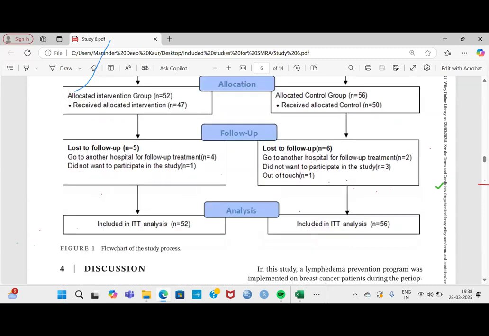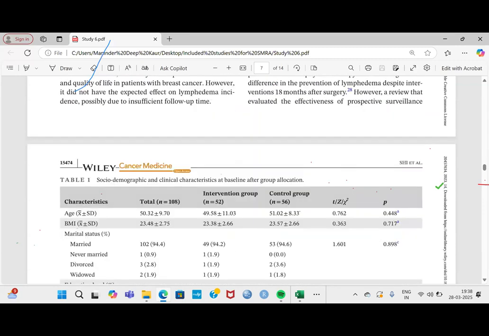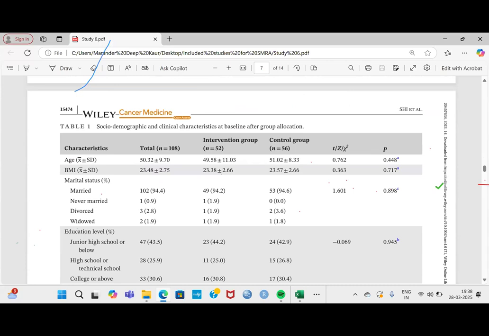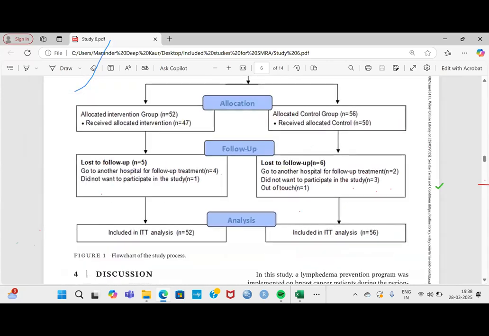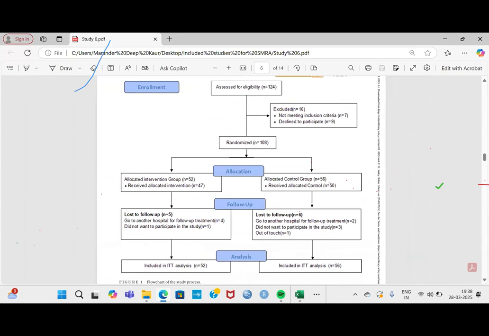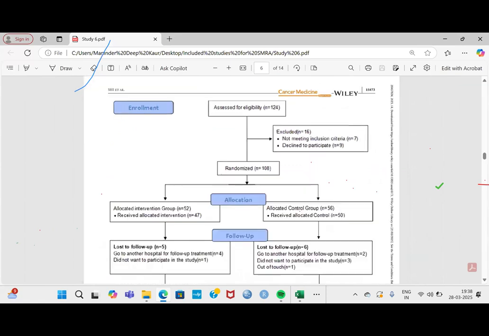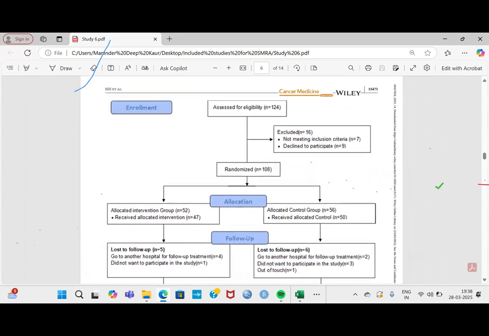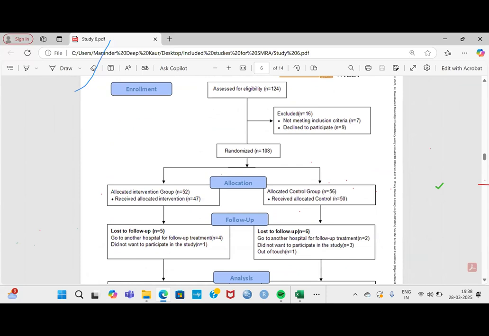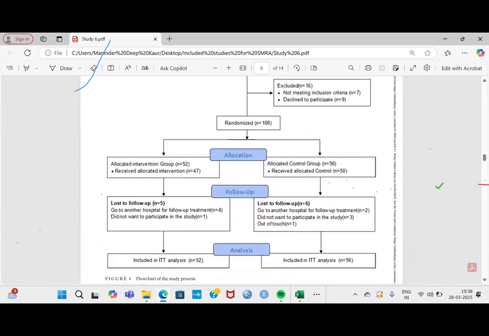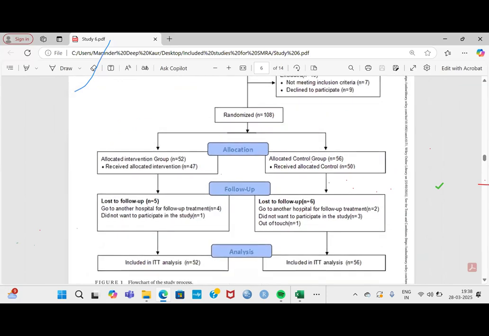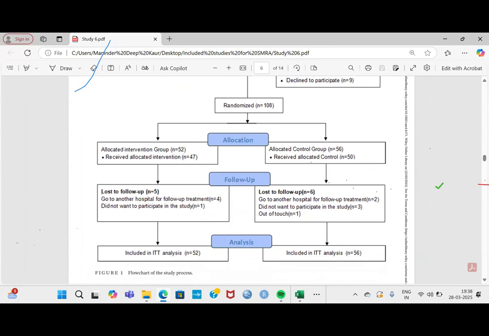Please, can you show the CONSORT diagram again? So this is the CONSORT study flow. They have enrolled 124 participants. Because of the exclusion criteria, only 108 participants were left. So 52 and 56. Please enter 52 and 56 first.